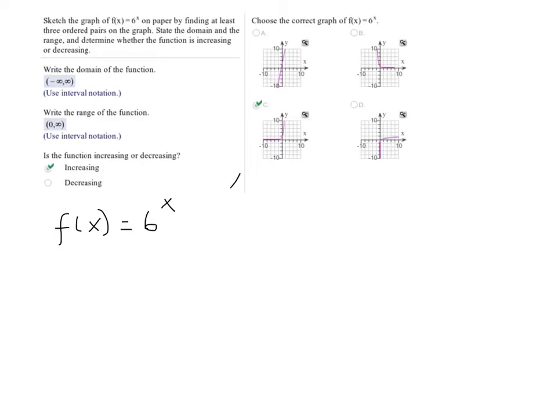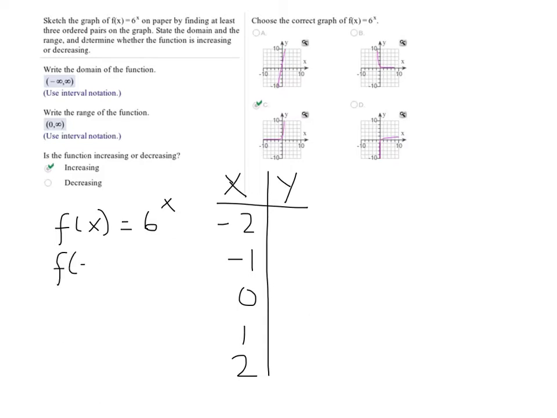So to get started, let's choose some values of x, which outputs some values of y. So I'm going to choose -2, -1, 0, 1, and 2. Now when we choose -2, that means f of -2, which means 6 to the -2. Now when we have a negative exponent, remember that means to flip everything. So this is 1 over 6 squared, which is 1 over 36. This is a really small number, very close to the x-axis, but not quite touching the x-axis.